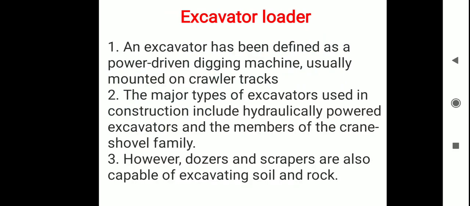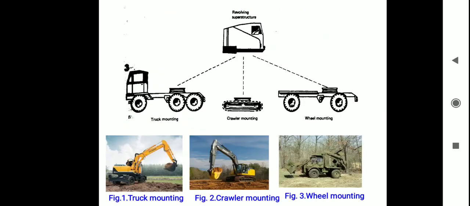An excavator loader has been defined as a power driven digging machine usually mounted on crawler tracks. The major types of excavators used in construction include hydraulically powered excavators and the members of the crane shovel family. Means these excavators are a combination of hydraulically operated excavators and crane. However, dozers and scrapers are also capable of excavating soil and rock.